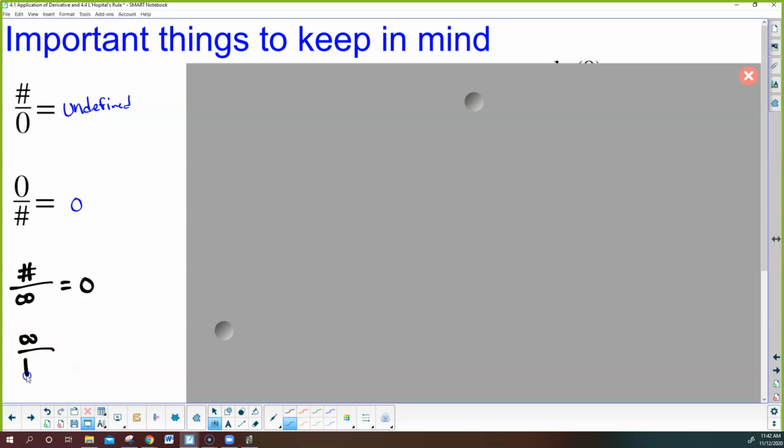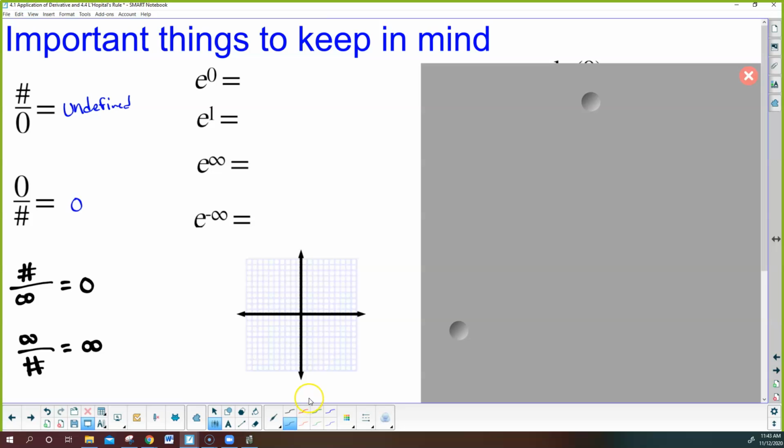What happens if I have infinity divided by a number? What if I have a rope that's an infinite amount of length and I cut it into 3 pieces? Well, if it's an infinite amount, that amount is still going to be infinity. So these are just important concepts to understand that kids often kind of forget about.